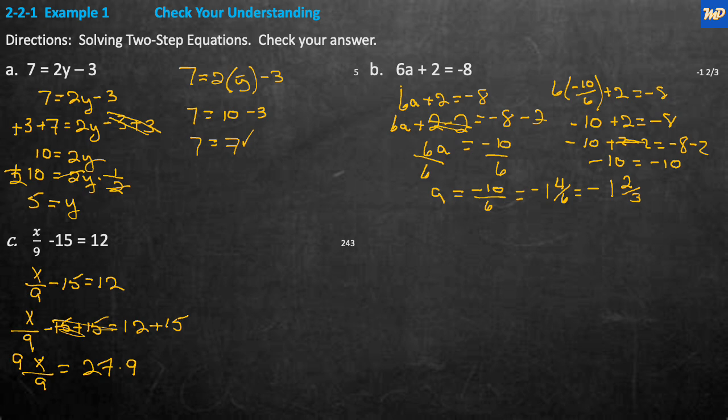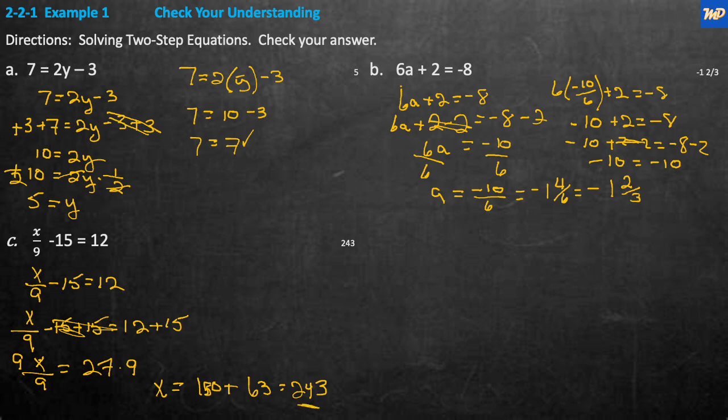And when I do that, I'm going to get x equals, well, 27 times 9. Let's see, what is that? 9 times 20 is what? 2 times 9 is 18, so it's 180, plus 9 times 7 is 63. So 180 plus 63 is equal to 243. So x is equal to 243.